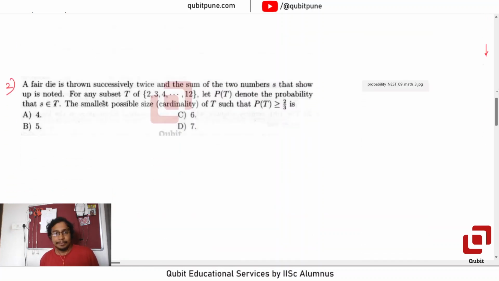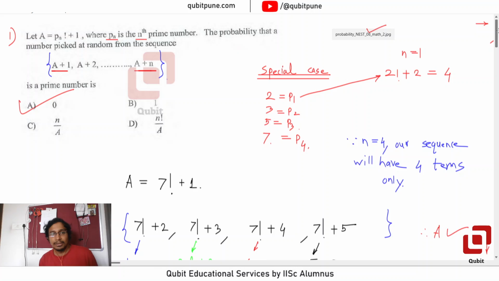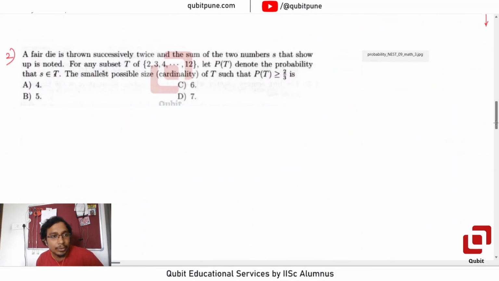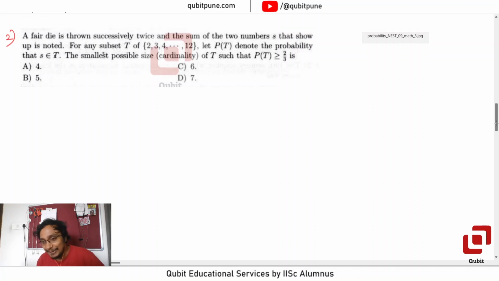Cool. Any doubt in this question? No, sir. If they had asked composite, then the answer would have been B. Make sense? Instead of prime, if they had asked composite, then it will be B. You know, all numbers are composite. Okay, sorry, question 2, not B, question 2. This is from 2009.